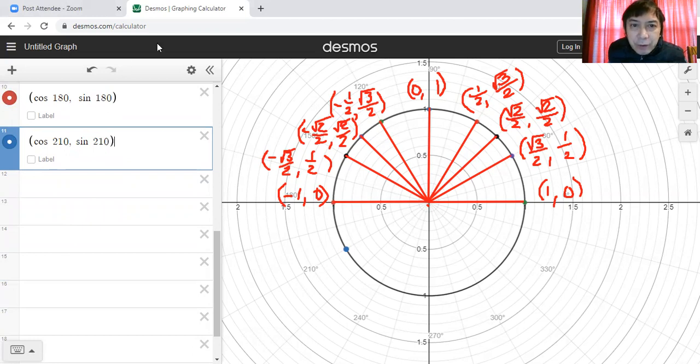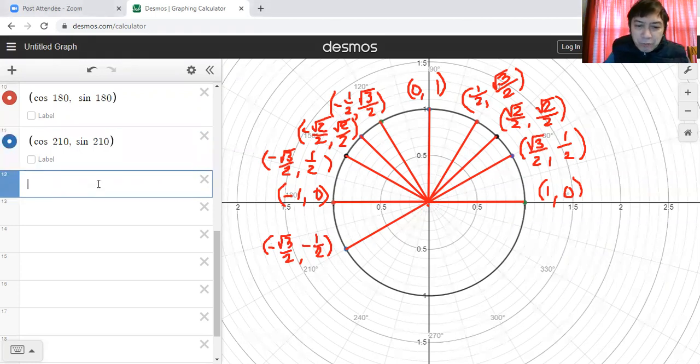So this is for the 210 degrees there. And the x and y coordinates are both negative. So this will have negative square root of 3 over 2 and negative 1/2 there. That goes to the coordinates of the intersection of the terminal side of 210 degrees with a unit circle. Next is 225 degrees.